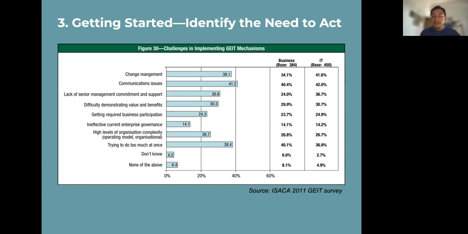And then also the ineffective current enterprise governance here. It's actually only 14.1, but if you identify this one, it means that actually it is important, although there are things that have a more important level compared to this one. And then high levels of organizational complexity: the operating model, the structure, the setting of the roles and responsibilities behind the structures. And sometimes the problem is this, which is actually the second highest after the communication issues.